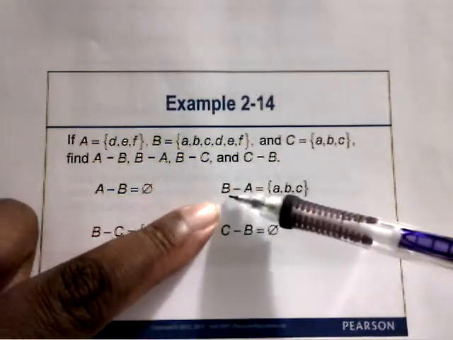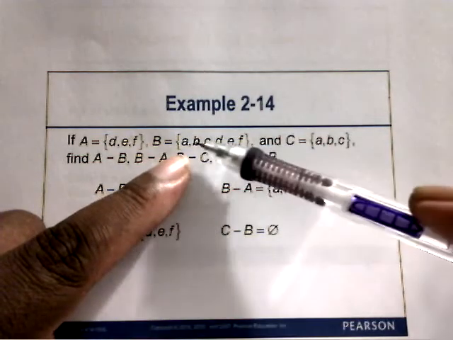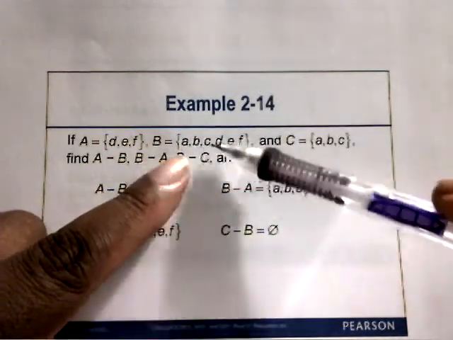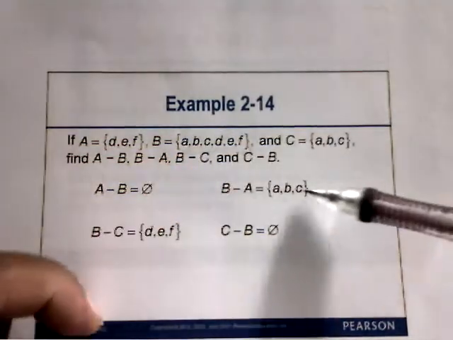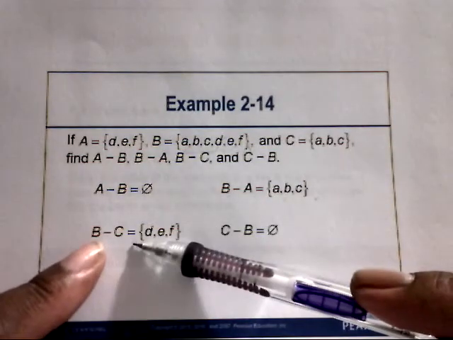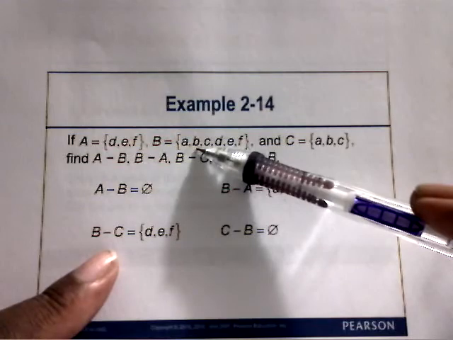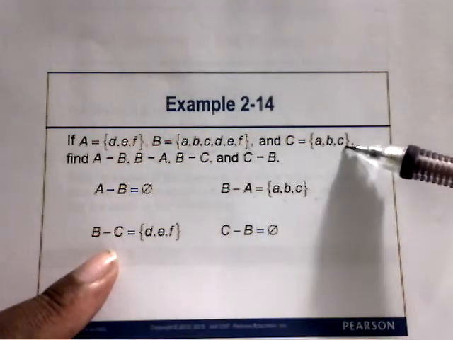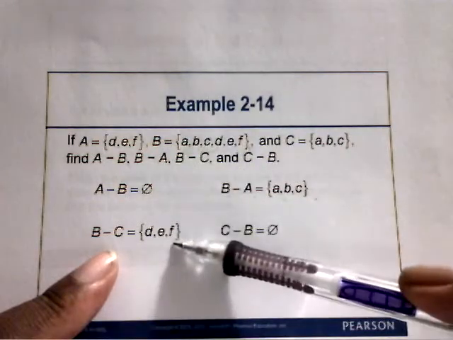And then the difference between B and A: here's B, take away the elements that are in A, which is your D, E, and F, you're going to be left with A, B, C. Okay, then the set difference of B and C: here's B, take away the elements that are in C, which is A, B, C, take those out, you're going to have D, E, F.